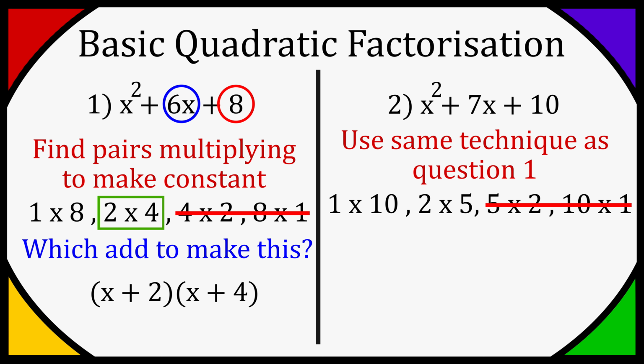Now from here we have to think, okay, which two add to make that 7x, because we have a 7x in the middle. Well, it's obviously going to be 2 and 5, because 2 plus 5 is 7, and we can write that as x plus 2 times x plus 5, or you could also write it as x plus 5 times x plus 2, but I think it makes more sense to write them in numerical order.